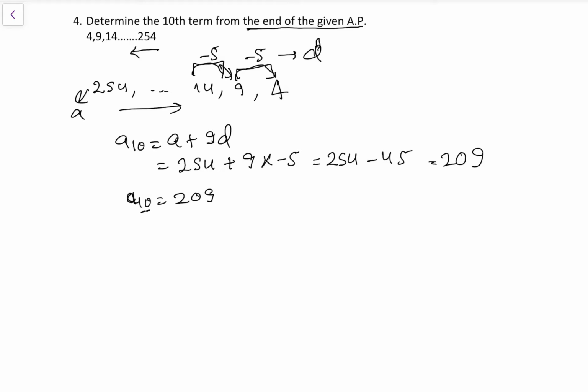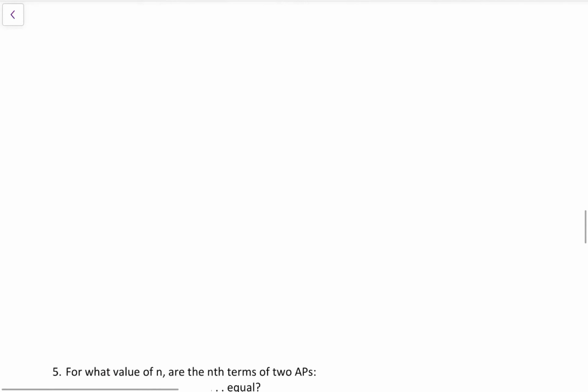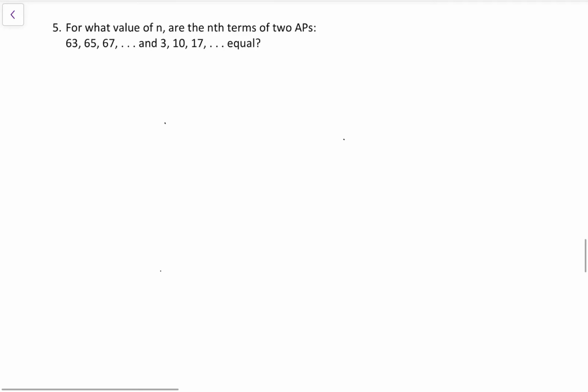Just note down, this 10 is from reverse. This is from reverse, 254. So the answer will be 209. Let's go to the next question.